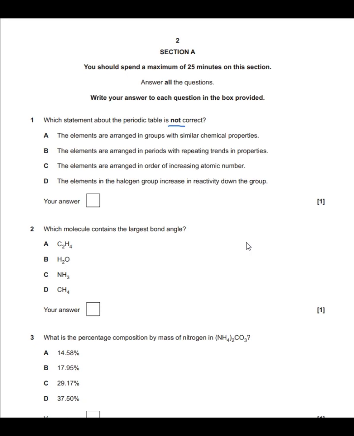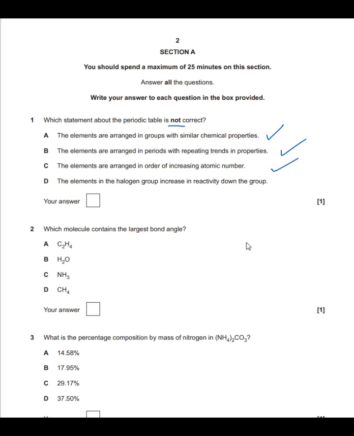The elements are arranged in groups with similar chemical properties. That is a true fact. The elements are arranged in periods. They do have repeating trends across periods. And elements are arranged in order of increasing atomic number. That is true. So I'm assuming this one is going to be the false.